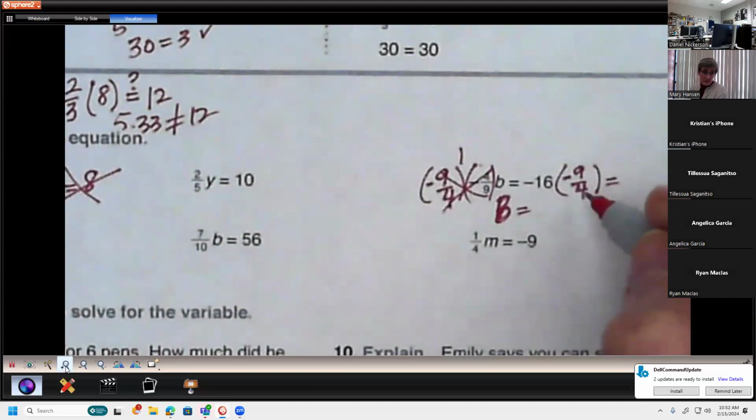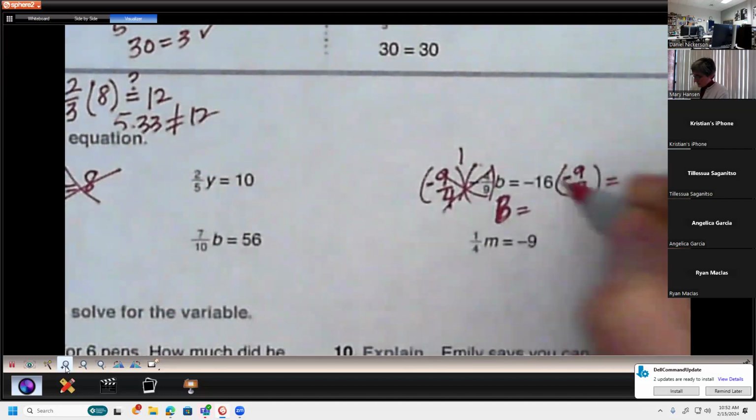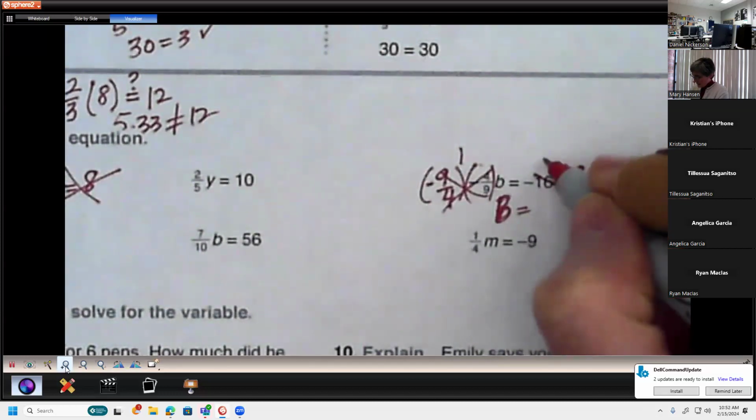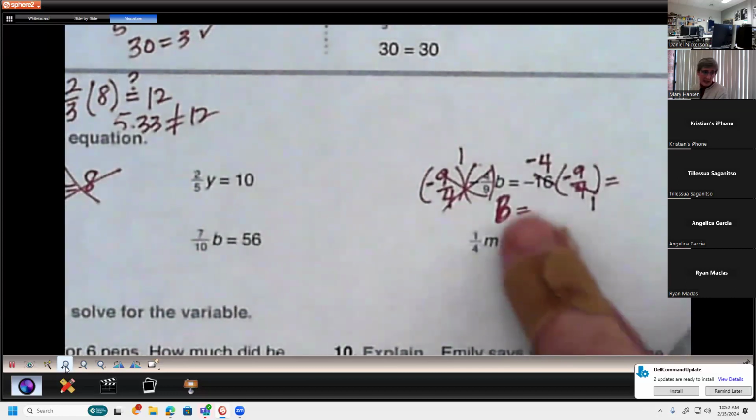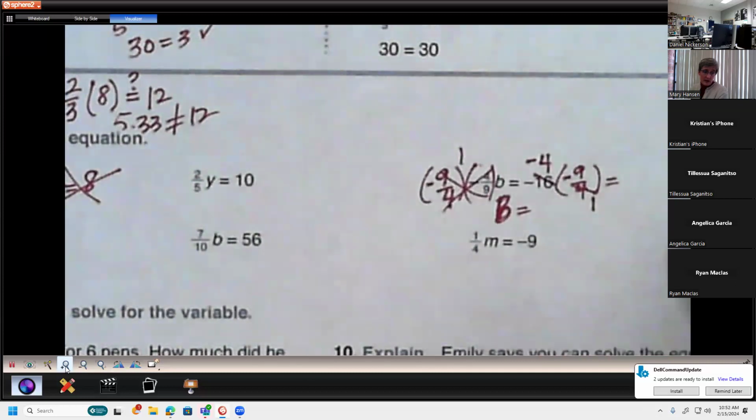So I could notice that 4 divides into 16. So 4 divided by 4 leaves me 1, and 16 divided by 4 leaves me 4. And I'm going to go ahead and put a negative up there because the 16 was negative, so the 4 is still negative. Now all I have to multiply is -4 times -9. A negative and a negative, when I'm multiplying, the signs are the same, so it's positive, and 9 times 4 is 36.